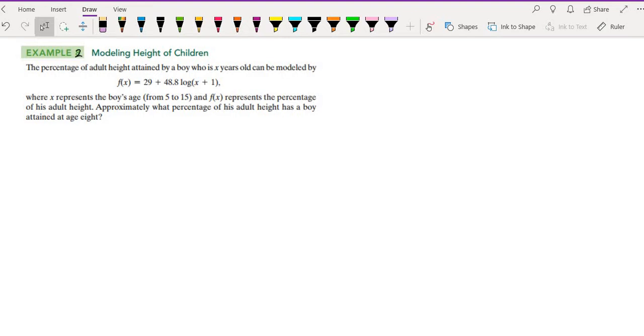This question seems very complicated. However, if you look at this, they give you a model function, then they ask you the height for a boy at age 8. In this case, all you have to do is plug in this 8 for your x. Then you simplify it, that will be 29 plus 48.8 log 9. The rest you plug inside your calculator, and then finally you get the answer. So around 76%. We say 76% of his adult height has a boy attained at age 8. This is your final answer.